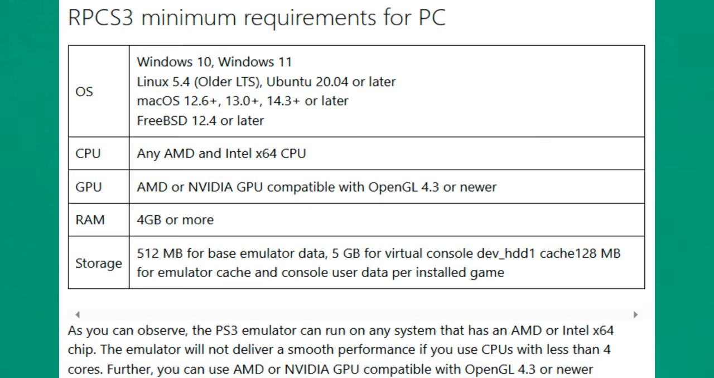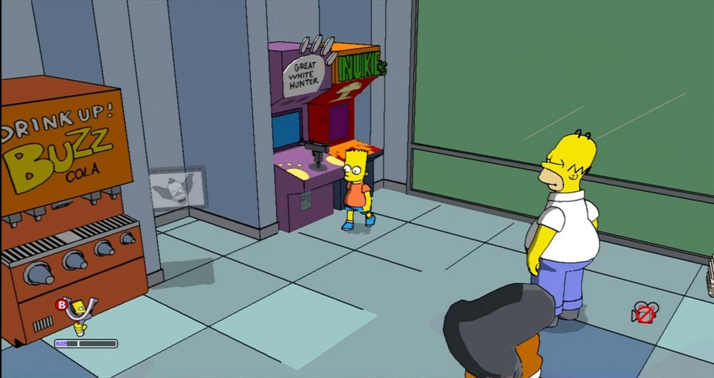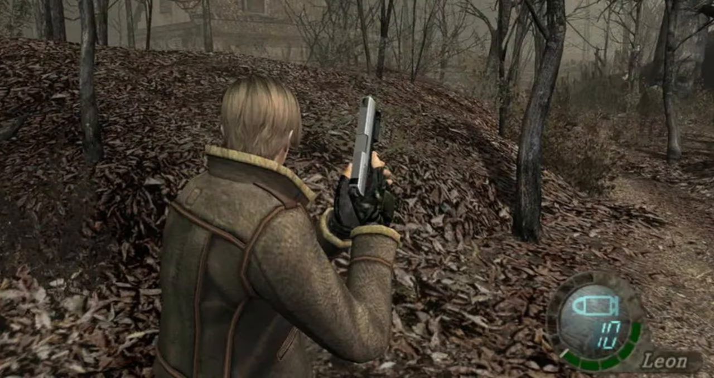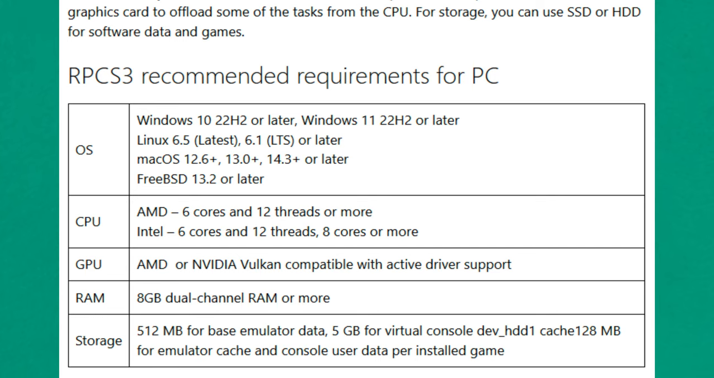In my experience, the minimum requirements for RPCS3 is pointless, unless you want to play casual games like Geometry Wars or The Simpsons game. Some PS2 remasters like San Andreas and Resident Evil 4 can also run on low-end hardware. But if you want to do serious gaming, even 6 cores aren't really enough. I think 8 cores are approaching playability for most games.